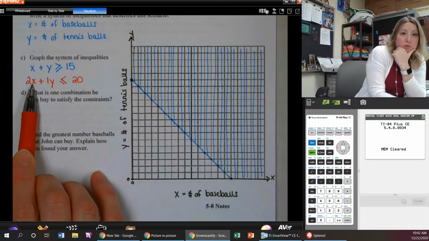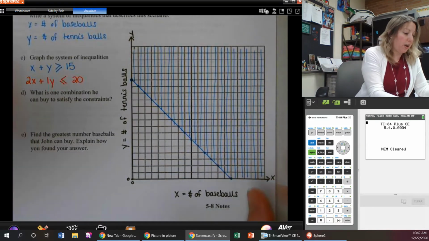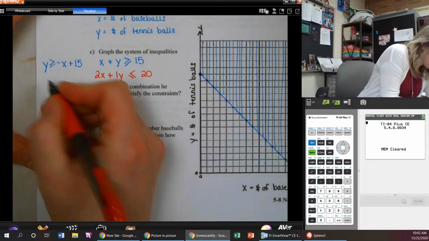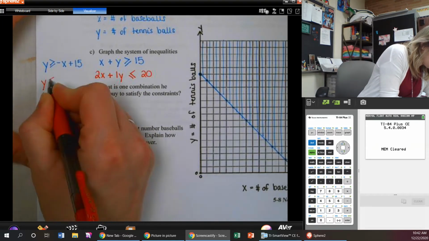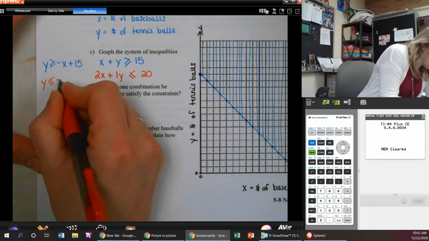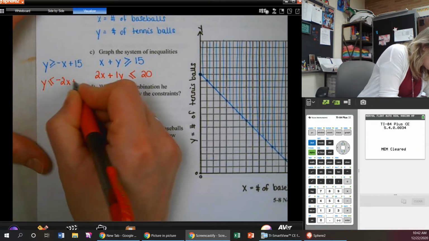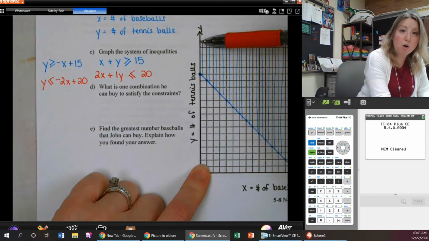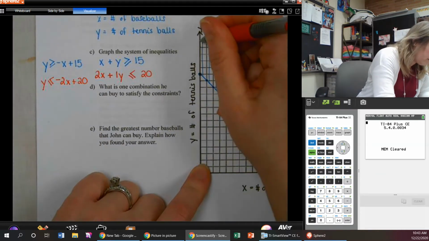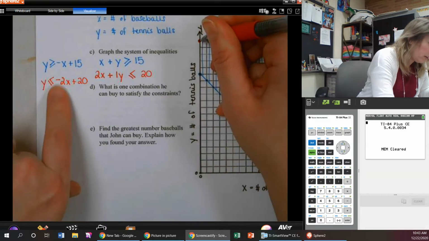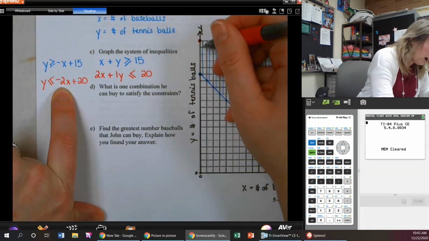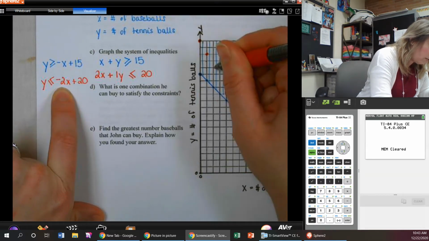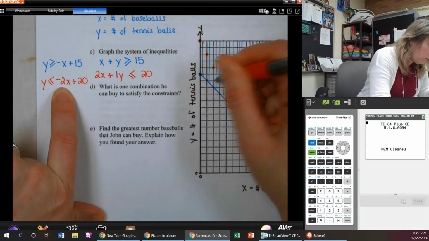Now we need to get y equals mx plus b form for this one. And thankfully, it's the same kind of move. We're just going to subtract 2x from both sides to get 1y all by itself. So y has to be less than or equal to -2x plus 20. And we do have 20 as a y-intercept, so that does work. But now my slope is -2 over 1. So down 2 and right 1. Down 2 and right 1.